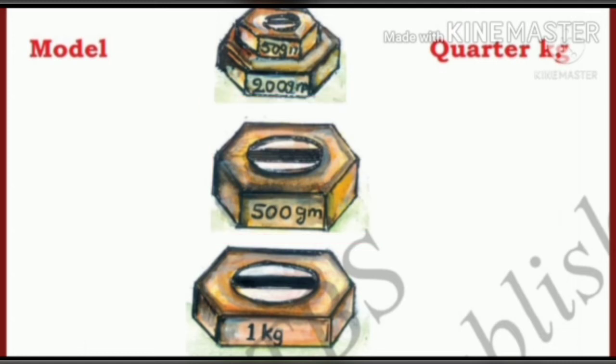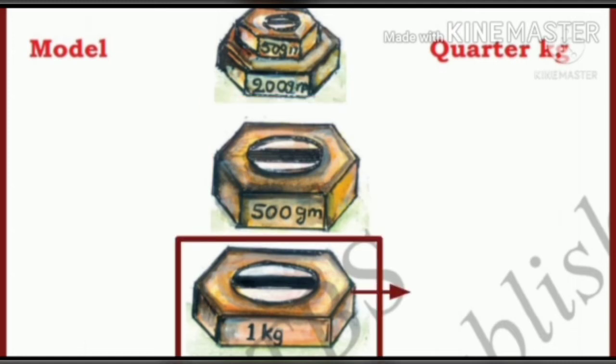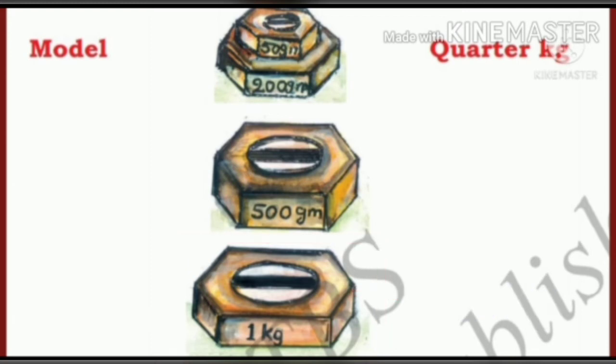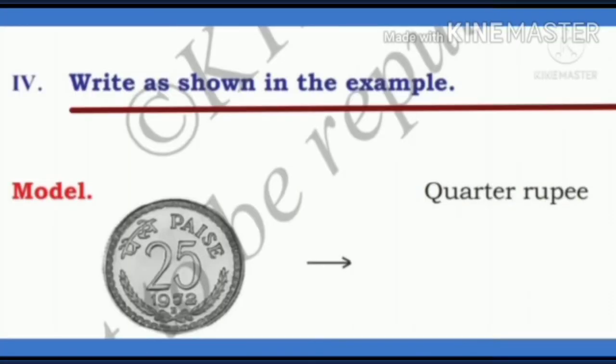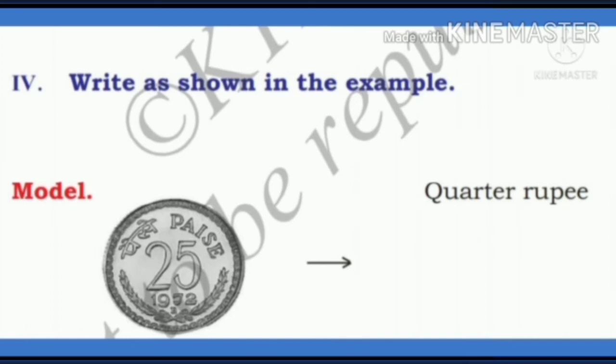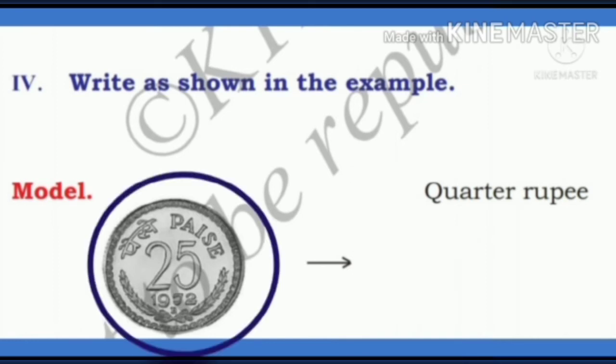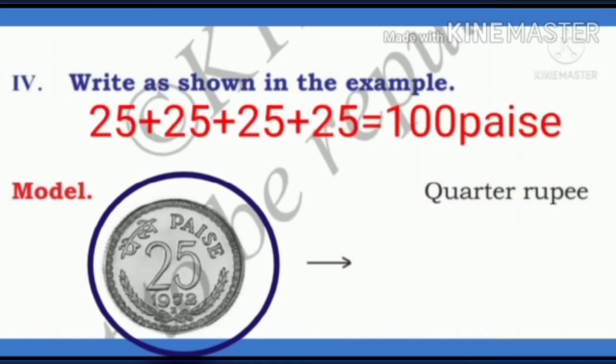Now the third stone is written as 1 kg. So this is whole or 1 kg. Now we are going to fourth main. Write as shown in the example. Observe the model, children. Here one coin of 25 paise is given. So 1 rupee has 100 paise.